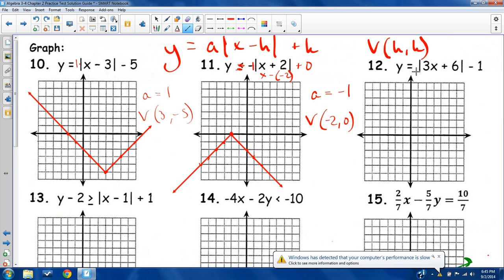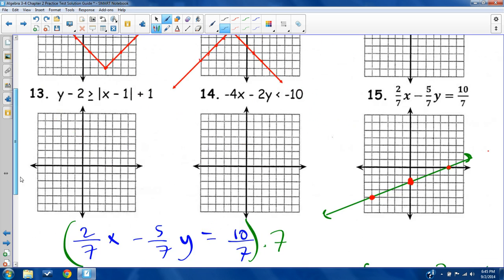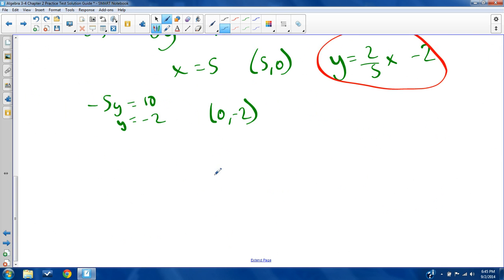Okay, number 12. This one's kind of an iffy one, a little tricky. I'm actually going to do this down below first, then rewrite the equation, then come back up. This says y equals the absolute value of 3x plus 6, minus 1. And I'm going to ask you if it's in this form. The answer is no, it's not. In this form, I can't have a coefficient in front of x other than 1. This has a coefficient of 3. I need to get rid of that. So down here, I'm going to copy this: y equals the absolute value of 3x plus 6, minus 1.